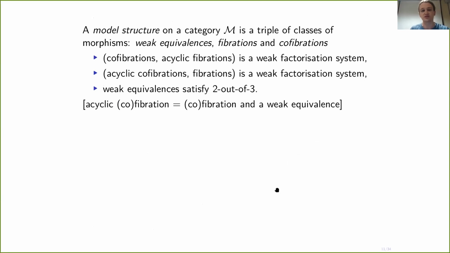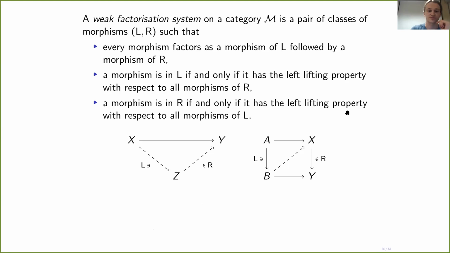Okay, so given that, we can define a model structure. That's a triple of classes on a category M called weak equivalences, fibrations, and cofibrations, so that cofibrations and acyclic fibrations form a weak factorization system. Acyclic cofibrations and fibrations form another weak factorization system, and weak equivalences satisfy the 2 out of 3 property. And here I'm using the standard terminology, which is that an acyclic cofibration means a cofibration that is also a weak equivalence, and similarly for fibrations.